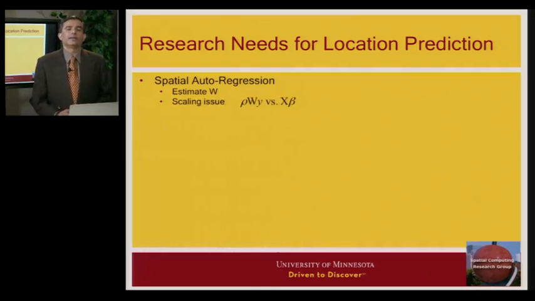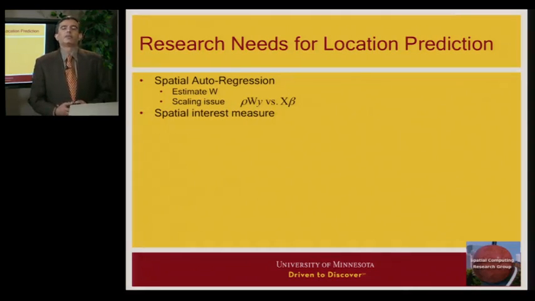Another issue is, if you look at the terms inside spatial autoregression, the two terms rho WY and X beta often tend to have very different magnitude. Because W is normalized, rho is between 0 and 1, and Y is only one vector, whereas X essentially ends up having very large magnitude. So X beta can often have very large magnitude relative to rho WY, and this kind of scaling issue often has to be addressed in order for us to get reliable estimates of both.